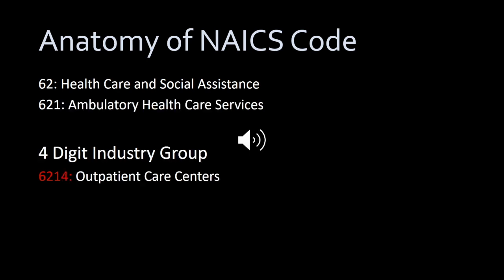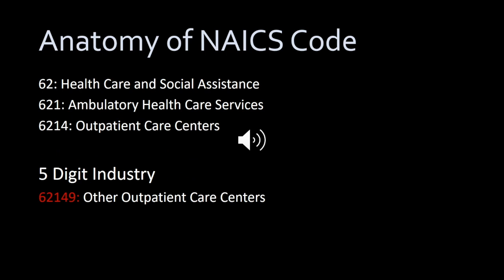When you get to the fourth digit, you're actually getting to the industry group, which is a little bit more specific. And some of our databases, such as First Research, which is an industry database, will provide entries on industry groups that can be really useful, even though it's not the specific industry you're interested in. The fifth digit represents the industry itself, and here we've got 62149 is other outpatient centers. They've broken the outpatient care centers into different groups, and this is the last group, which is other.